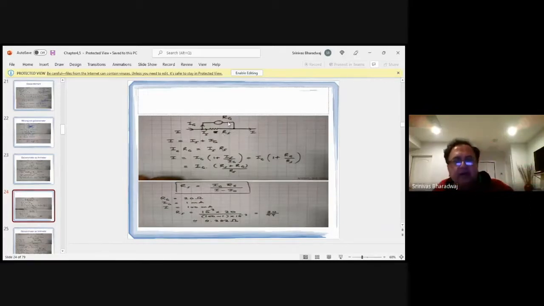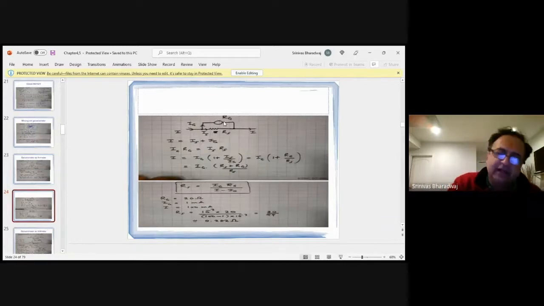Just learn the idea behind this, and then shunting a galvanometer becomes very easy. Remember that the voltage across is Ig times Rg equals Is times Rs equals I times Req. And Req is what? 1 by Req equals 1 by Rg plus 1 by Rs. Rs times Rg divided by Rg plus Rs gives you Req, right? So remember the basic idea and understand how this works, and the whole thing will fall in place. This is how you convert the galvanometer to an ammeter.